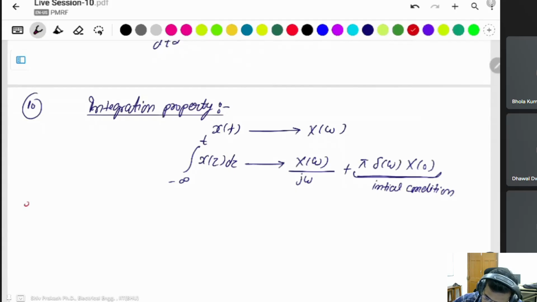Take some example, like find the Fourier transform of signum function, signum of t, by differentiation property.